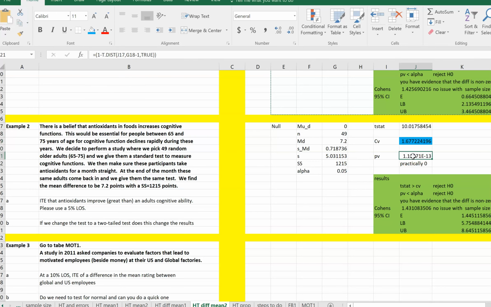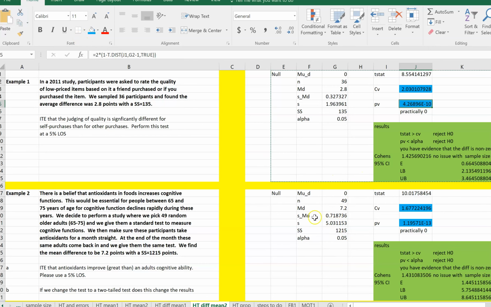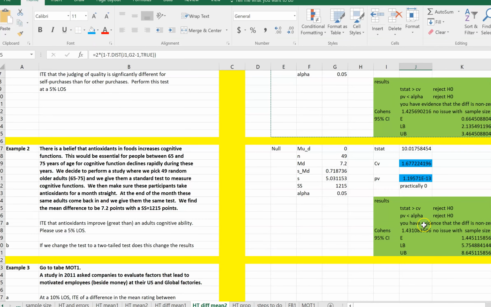These are what I have to change because it was a one-sided test. Same thing up here. Because it was a two-sided test, I had to be careful of those two numbers. These are just calculations. They don't care about one-sided or two-sided. The t-stat doesn't care about it either. Only the critical value and p-value care when it comes to deciding two-sided versus one-sided.